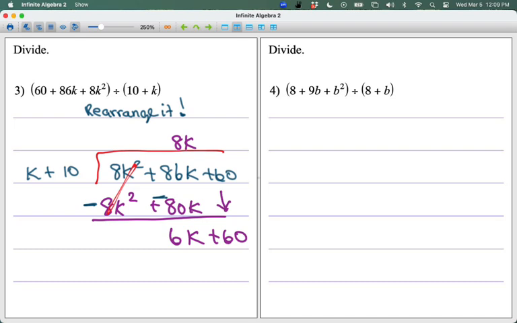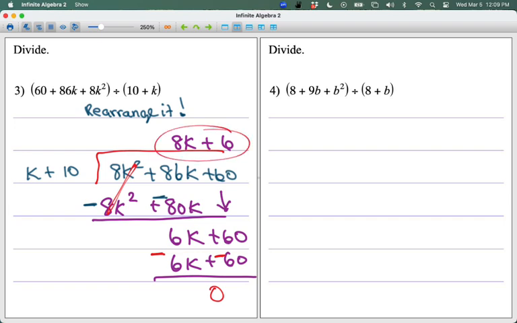We ask ourselves, k times what gives me 6k? And that's going to be plus, or positive, 6. We distribute. I'm going to get 60. And distribute again. I will get 6k. Notice it's the same thing again, so that when I subtract, everything cancels and I get a 0 remainder, and 8k plus 6 is the correct answer.